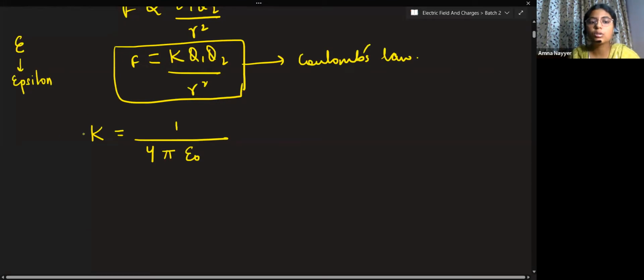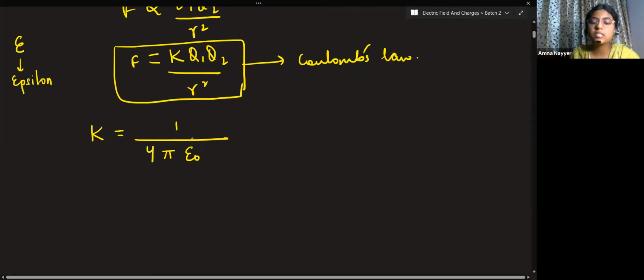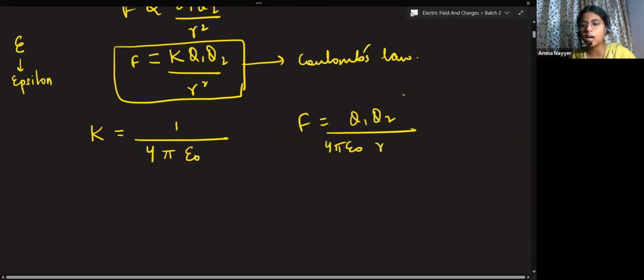K is also called the dielectric constant. Dielectric constant will be used a lot in your second chapter, potential and capacitance. By that time, remember, the value of K is 1 by 4 pi epsilon naught. So you can write force as Q1 Q2 by 1 over 4 pi epsilon naught R square.